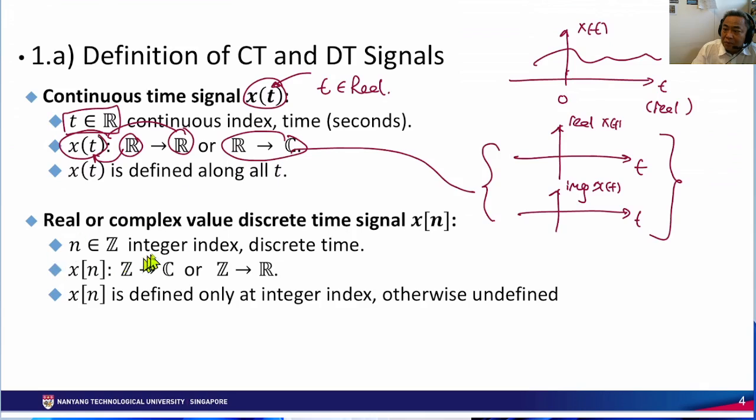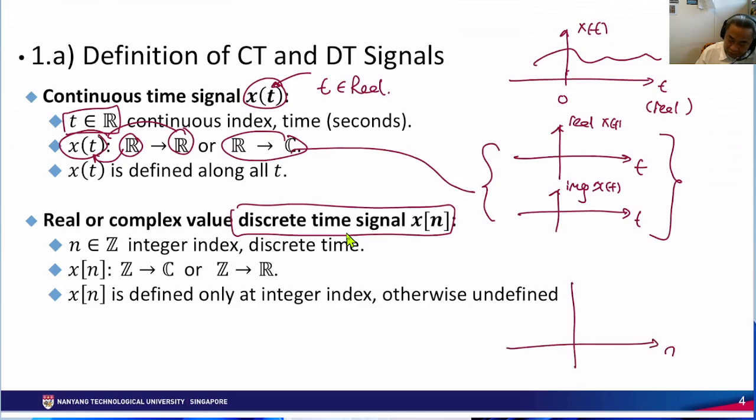Now, what about the discrete time signal x of n? The difference is only on the horizontal axis, n. Here, n belongs to the integers. Here it is still x of n. What n belonging to the integers means is that the index n can be only 0, plus 1, plus 2, plus 3, and so on, as well as minus 1, minus 2, minus 3, and so on.